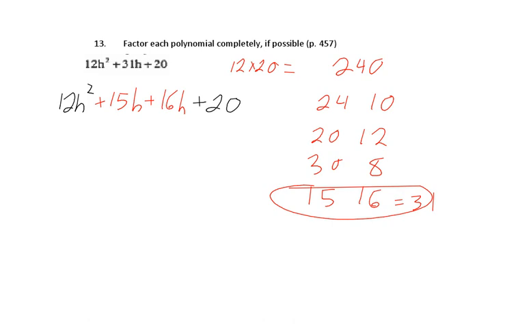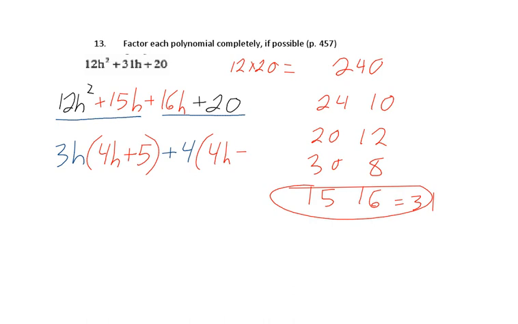We can factor by grouping. In the first group, 12H2 plus 15H, we could factor out 3H. And what's left behind is 4H plus 5. The second group, we can factor out 4. This also leaves behind 4H plus 5. Since the binomials are identical, we can rewrite as 4H plus 5, then 3H plus 4. And that is our answer.